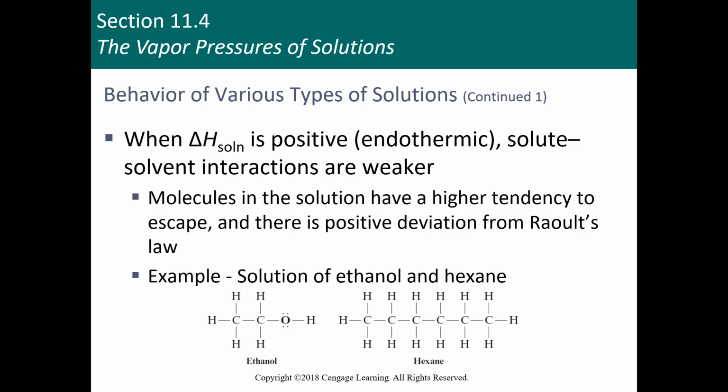When the delta solution is positive, endothermic, solute-solvent interactions will be weaker than what you would expect. And so molecules in the solution will have a higher tendency to escape. There will be a positive deviation from Raoult's law. And a great example of this is things like ethanol and hexane.